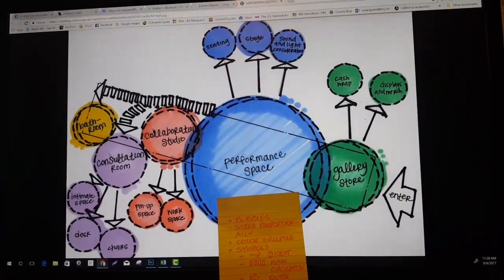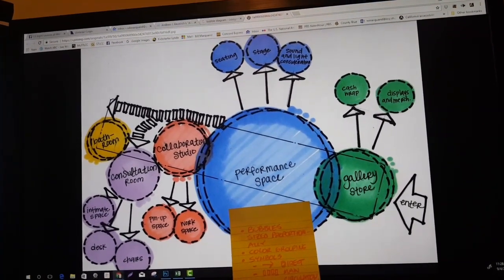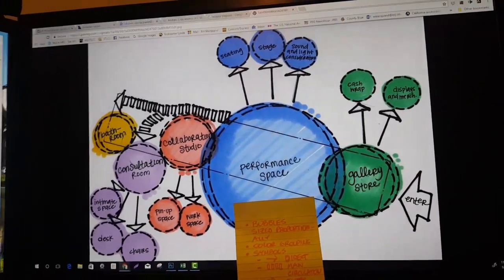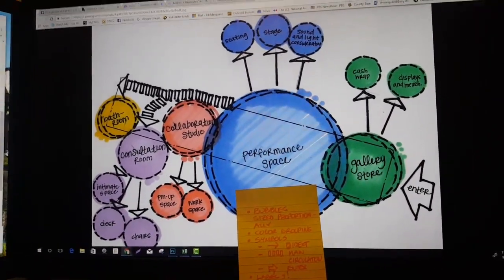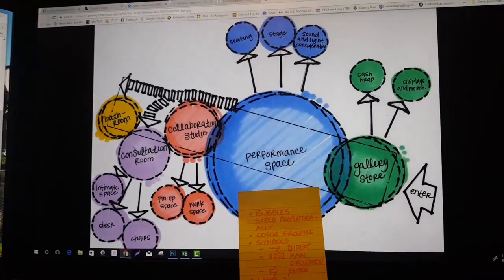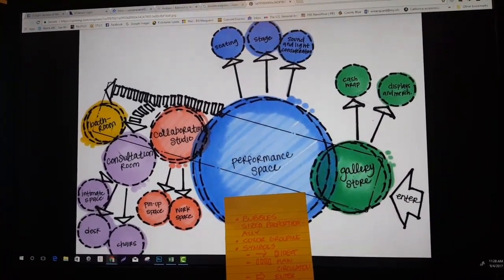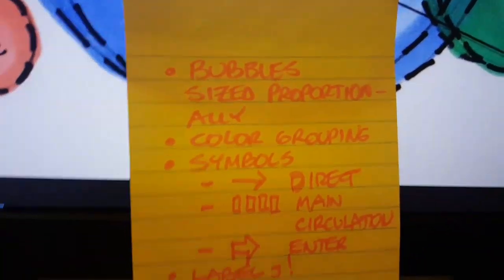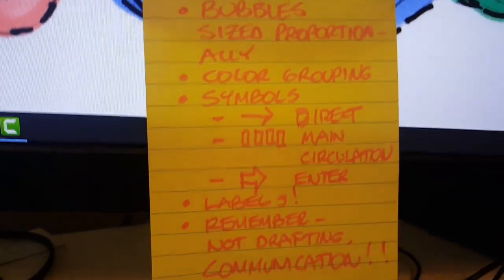Also, you can see the dark lines that they use. Don't use pencil darkness or thickness of lines. Use something that communicates like this. What else do we have here? Okay, so there's bubbles, color grouping, symbols.